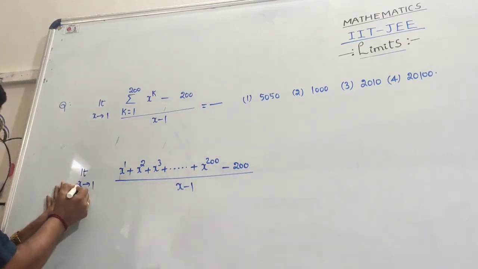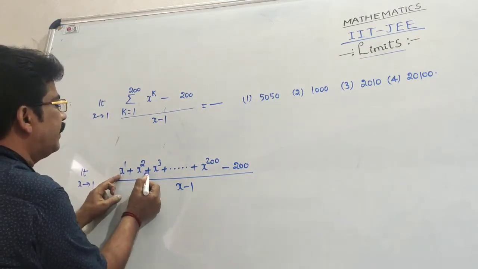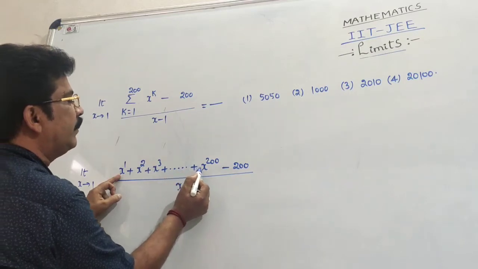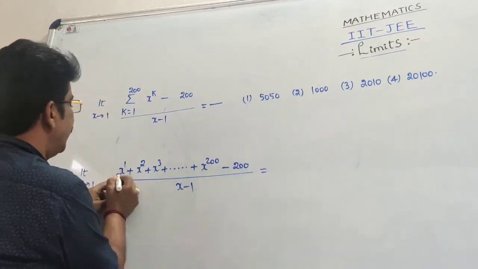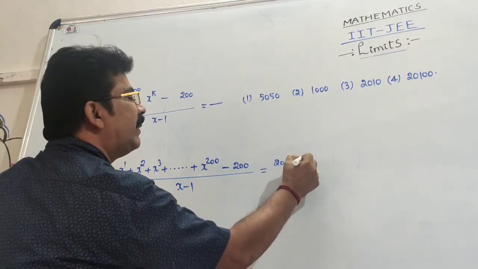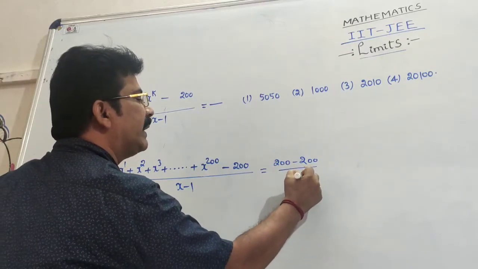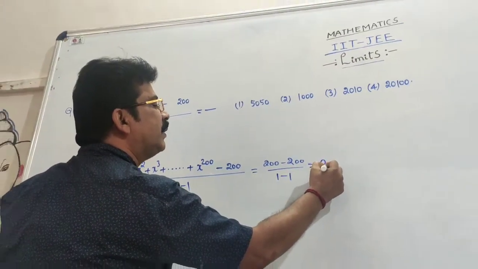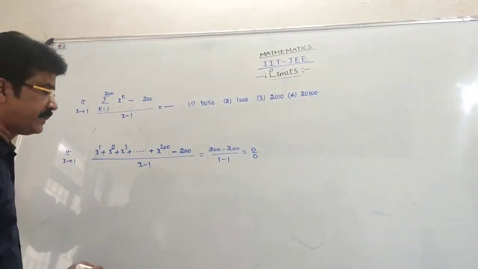So first put x equal to 1 directly. Then 1 plus 1 square plus 1 cubed plus and so on plus 1 to the power of 200 means what? 1 plus 1 plus 1, it is 200. 200 minus this constant 200, divided by 1 minus 1. So this is 0 by 0. Now we are permitted to use L'Hospital rule.